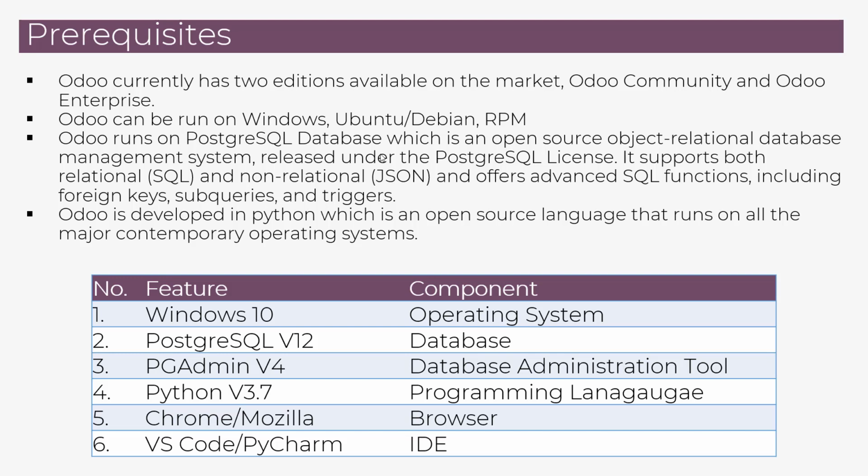So the below are the prerequisites needed to run Odoo. On Windows, you require a Windows 10 operating system. You require to have a PostgreSQL database. You require a database administration tool called pgAdmin. You require to have Python version 3.7. You require also Chrome and Mozilla or any browser to access the system. You also require an IDE, for example, VS Code or PyCharm.